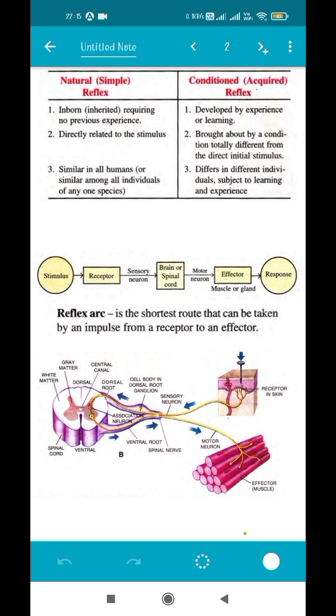Natural reflex is similar for every human. Everybody will cough if food enters into the windpipe. But in case of conditioned reflex, it depends. Like a person who is not used to schooling may not stand up when the teacher comes in, right? Or a person who does not know driving may not show the hand signal while turning to the right or left. But a person who knows will show the hand signal. So it varies from person to person.